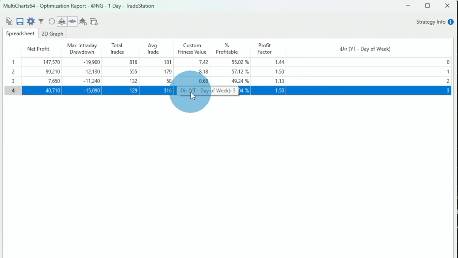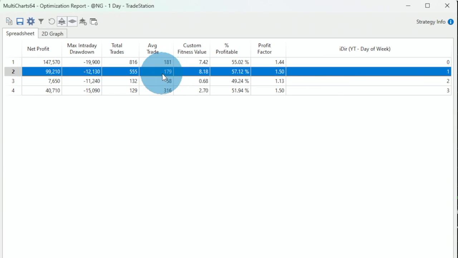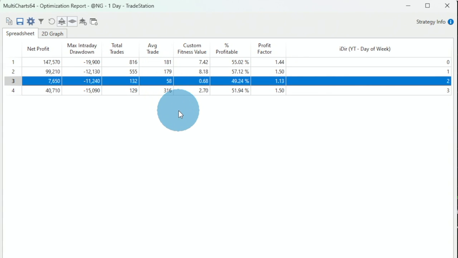And if you want to combine it with the other one, this is 179, the average trade. So almost like the original. And that will be the bear market. So the sideways market is the worst one in natural gas.